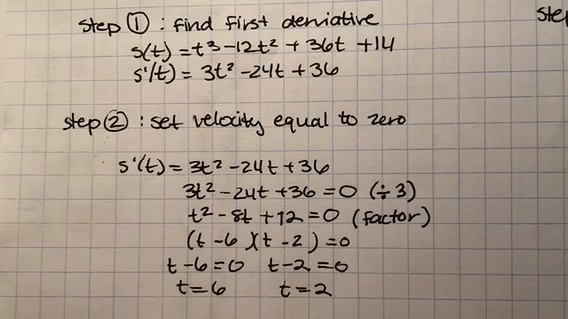So all that to be said is when you're finding velocity, when you have 6 in the original equation, it's going to equal 0, and then when you have 2 in the original equation, it's going to equal 0 as well. So those are your two terms where the velocity equals 0, which is the second part of the problem.